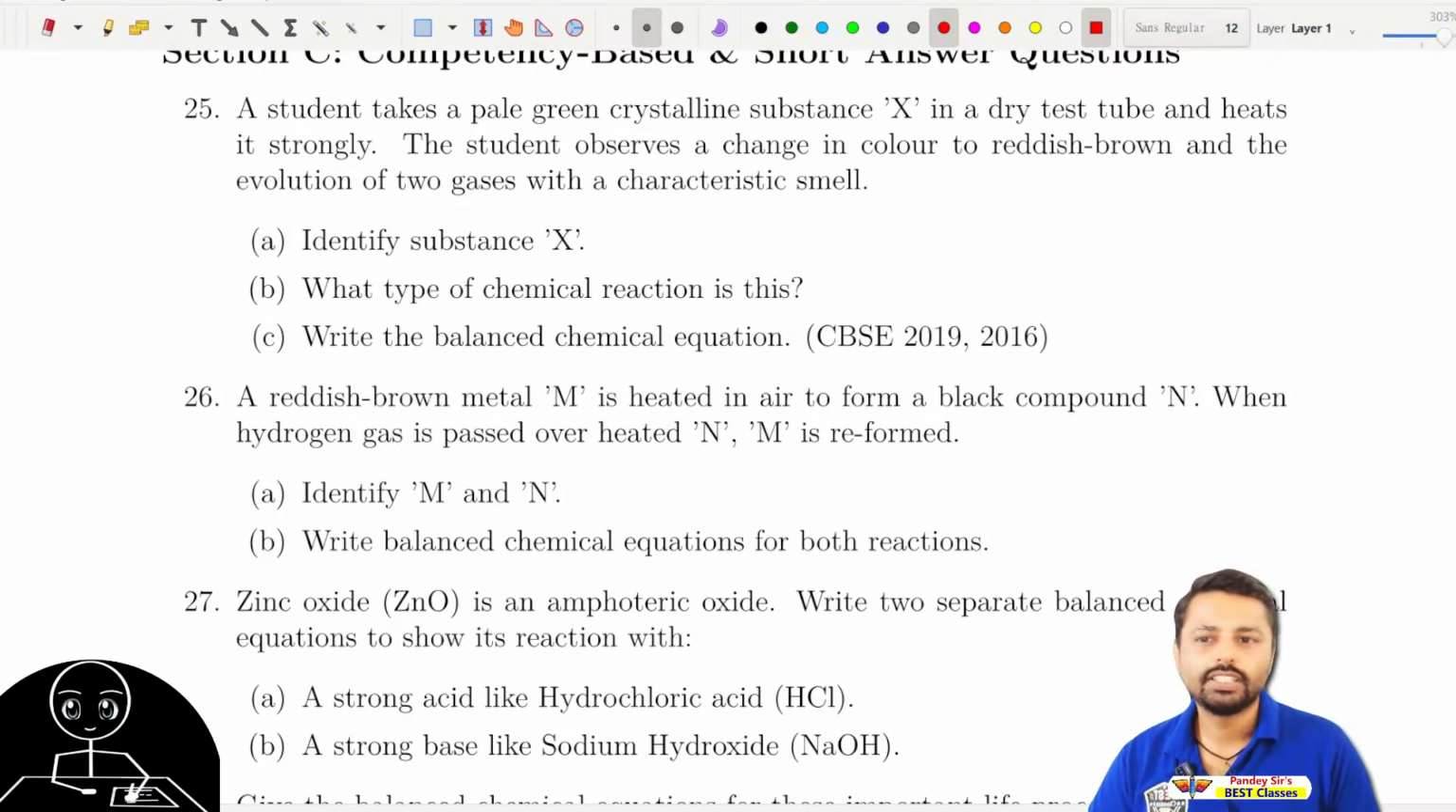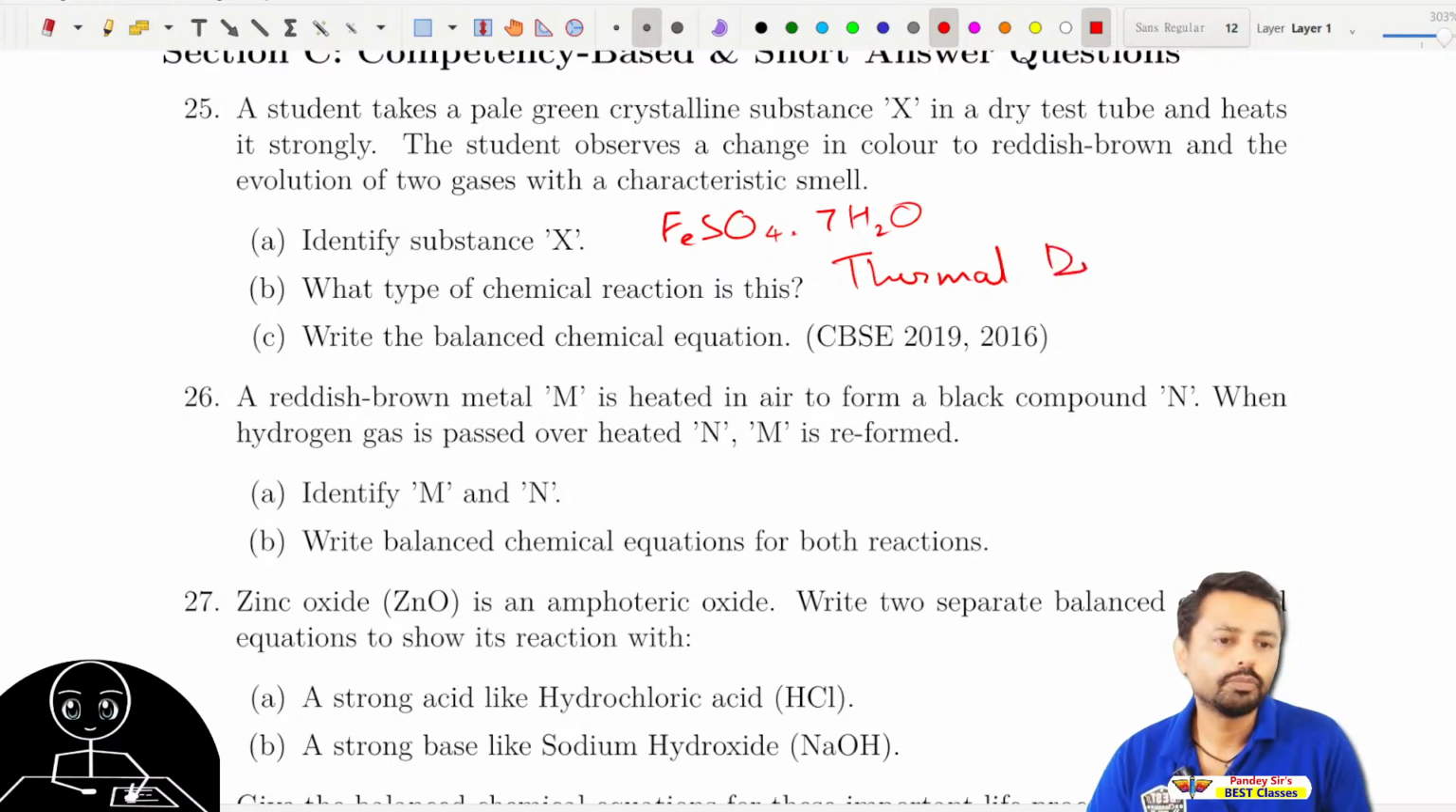Crystalline substance, pale green crystalline. Iron sulfate, ferrous sulfate. It is generally crystalline, so it should be FeSO4.7H2O. And after heating the color will be gone. What type of chemical reaction is this? This is a decomposition reaction, so thermal decomposition.